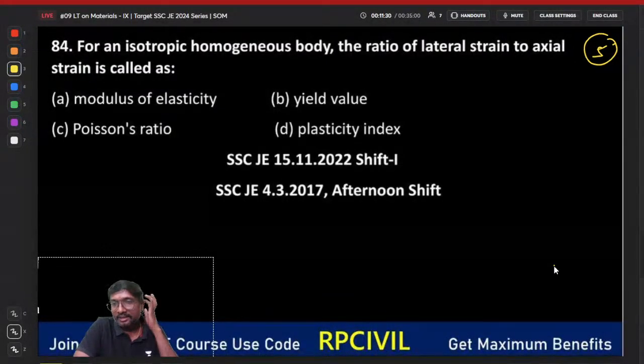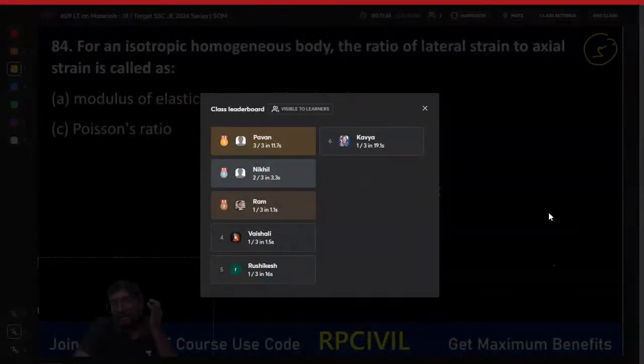Nikhil, Pavan answered correctly. This is a very easy question. You should not be answering this wrongly.